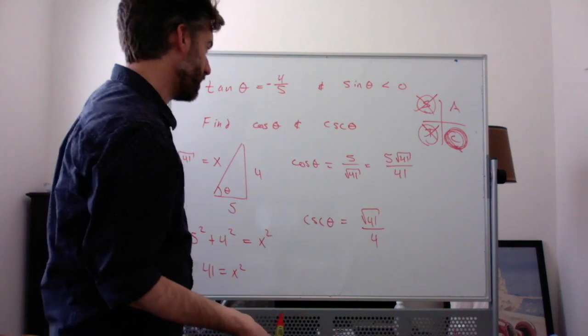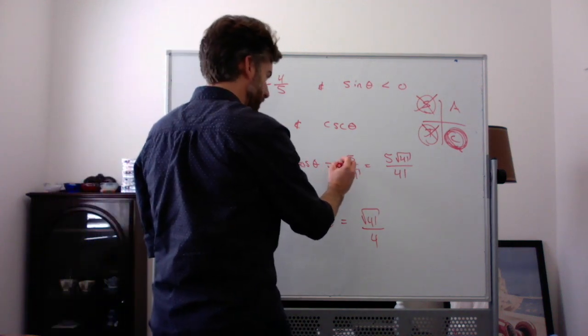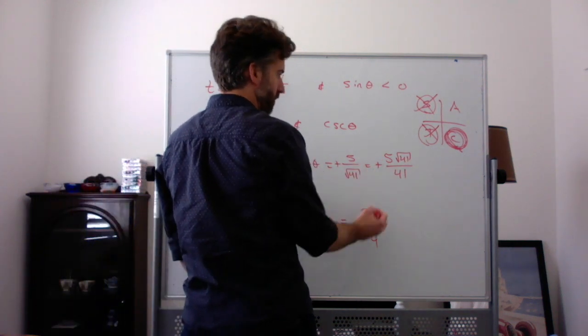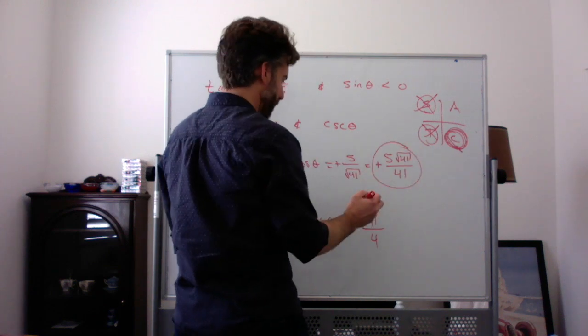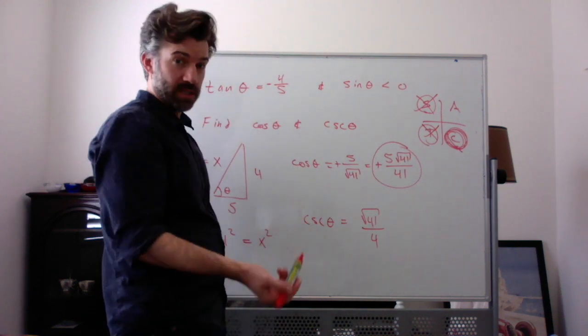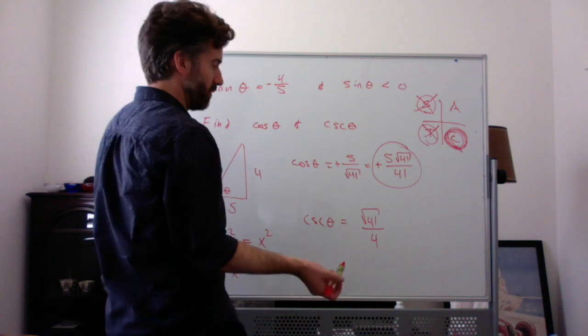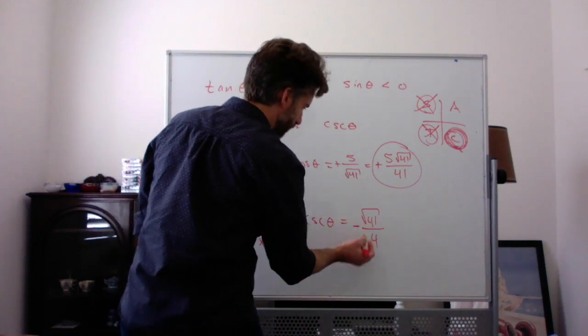So cosine is positive. So this is going to be positive 5 over root 41, which is positive 5 root 41 over 41. Cosecant should be negative because sine is negative and cosecant is the reciprocal of sine. So that should be negative root 41 over 4.